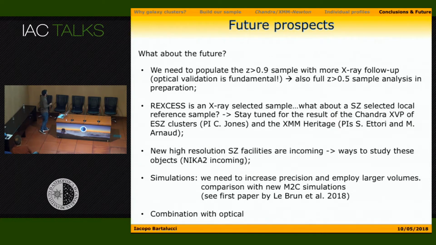Then also from the simulation side, we need to employ large volumes, because for the moment we only found 5 clusters, but of course we would like to have more. Another thing that we are doing now is the combination with optical. So we are looking at combining X-ray profiles with optical profiles.